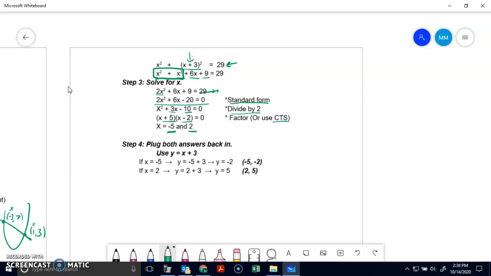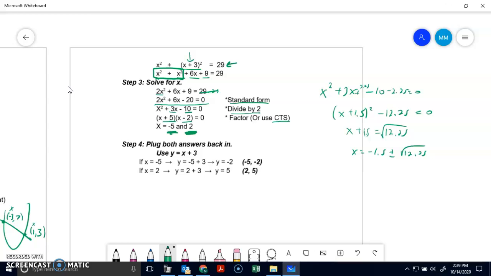You could also solve this with completing the square if you prefer that to factoring. So you could complete the square with this by adding in 2.25, minusing 2.25 to balance the equation. If you're really good at completing the square and you just really don't feel great about factoring, you can solve by completing the square at any point. And then finish solving this by square roots. So I add the 12.25 over, take the square root, subtract 1.5. Negative 1.5 plus or minus the square root of 12.25 would also give you negative 5 and 2, the exact same answers. Okay? I don't care which way you go.